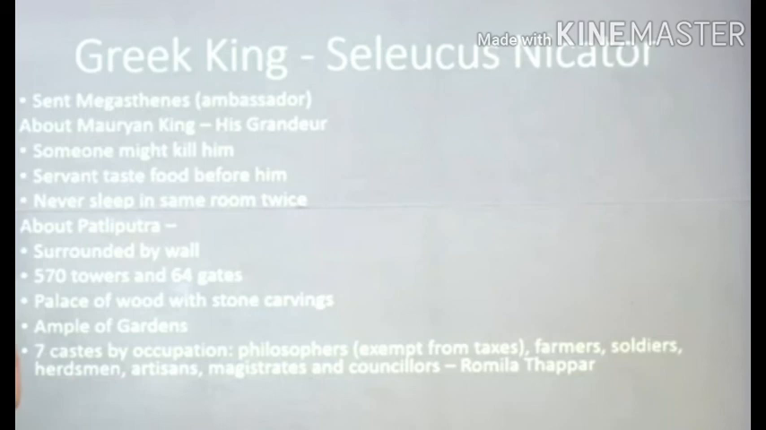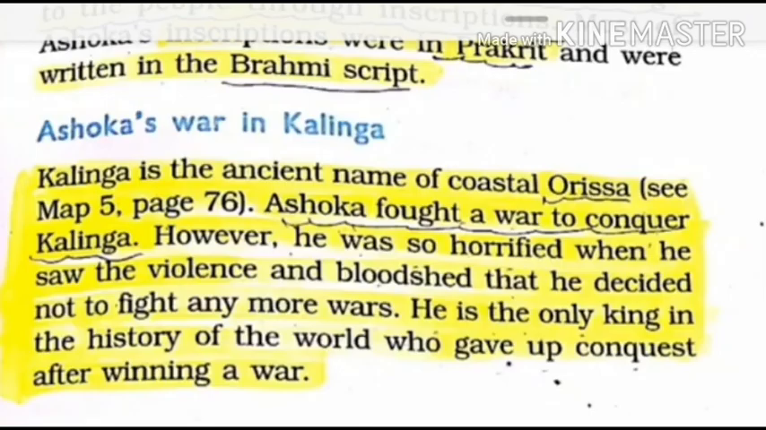What he has written is that Patna or Pataliputra was a large and beautiful city. It was surrounded by a massive wall. It had 570 towers and 64 gates. The king's palace was made of wood and decorated with stone carvings. It had gardens and an enclosure for keeping birds. The king had special servants who tasted the food first before the king ate. The king never slept in the same bedroom for 2 nights.